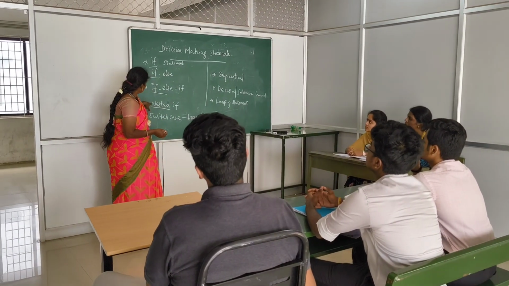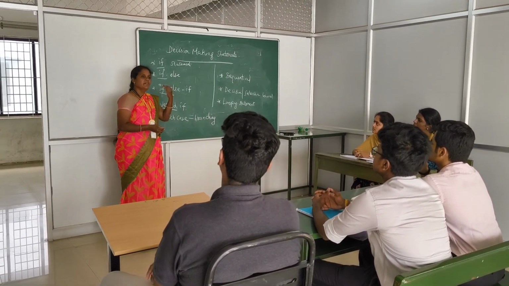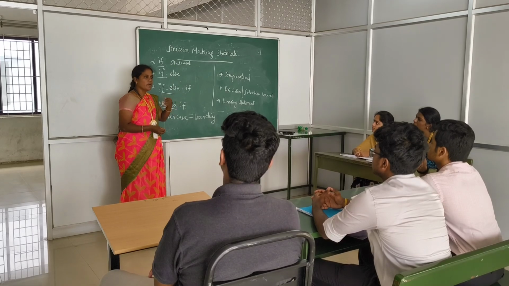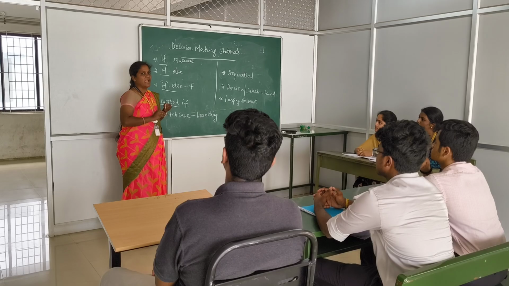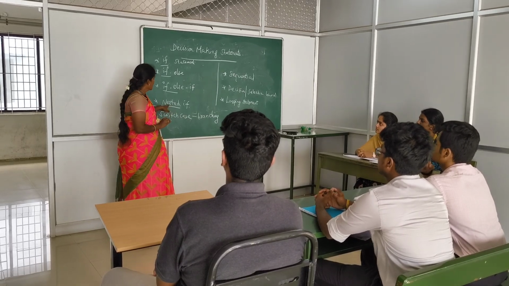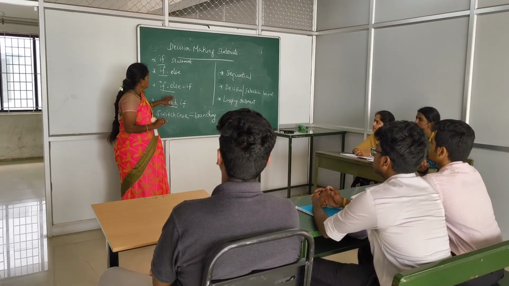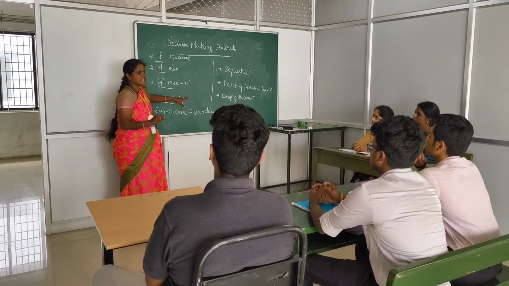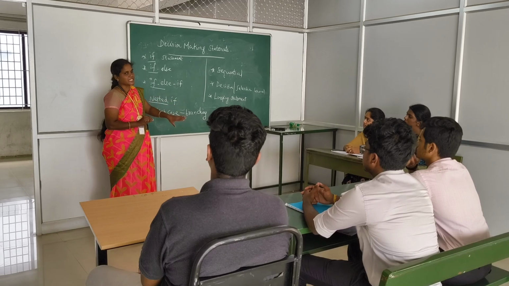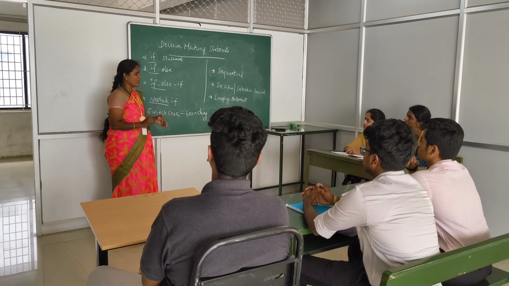Then the third category, nested if. In nested if, one condition has another condition inside it, the condition itself having another condition. That kind of thing is nested if. If the outer condition is satisfied, the control jumps to the inner condition. If the inner condition is satisfied, control jumps to the next inner condition. Likewise, the control goes.